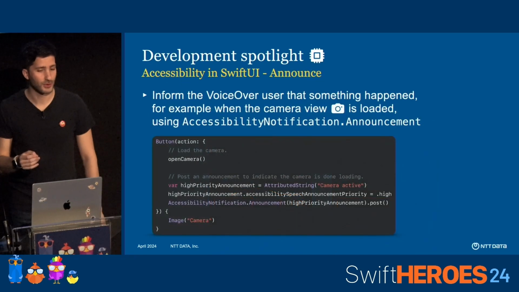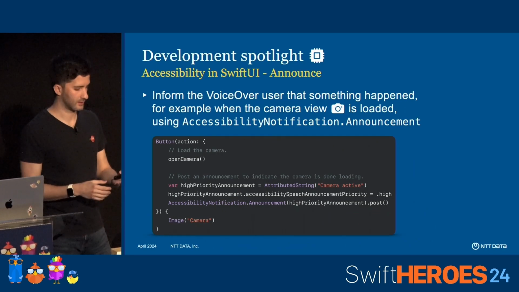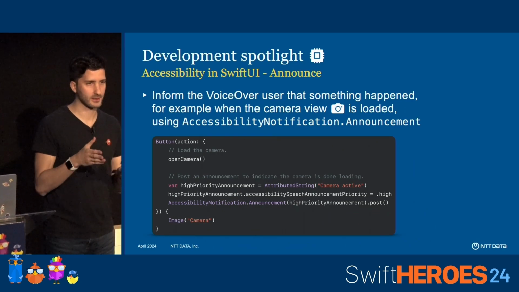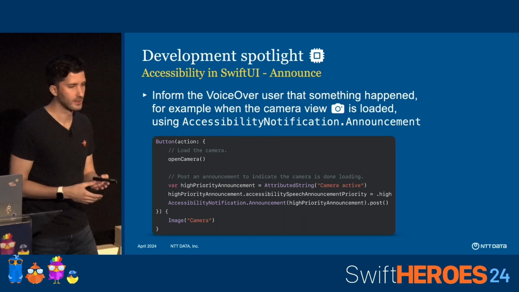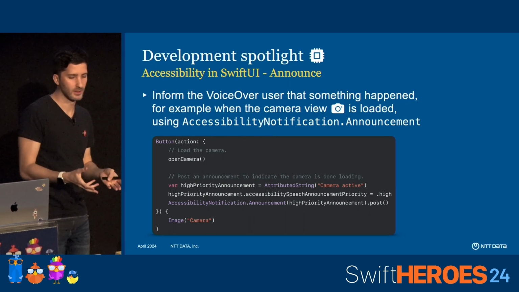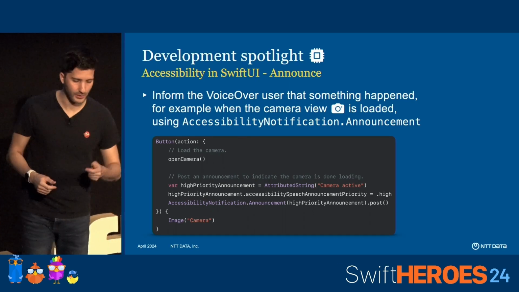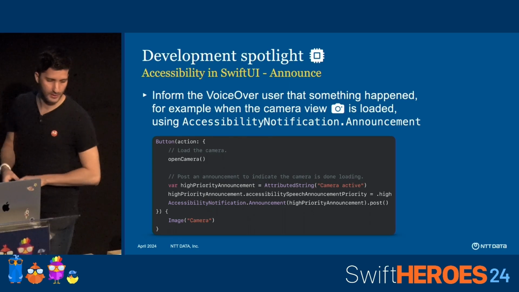We should inform VoiceOver users that something happened. For example, if a blind user opens a page where a camera is loading, he will never know that the camera is loaded unless we help them by using an accessibility notification announcement. That's another cool feature we have for accessibility in Swift.